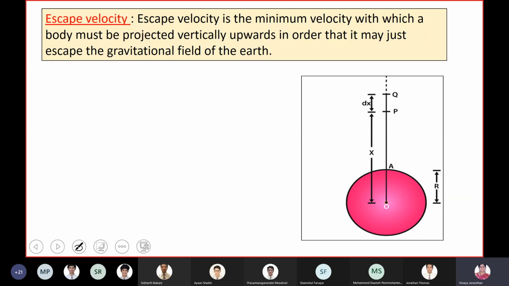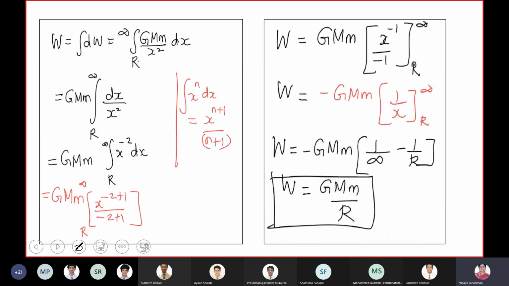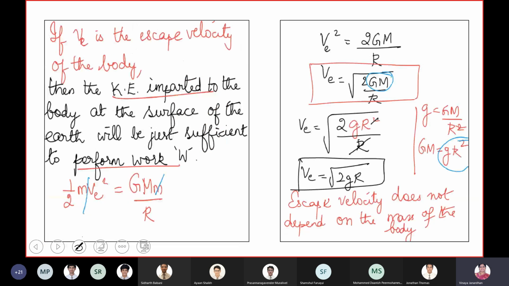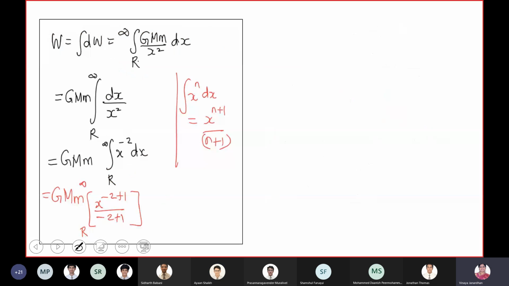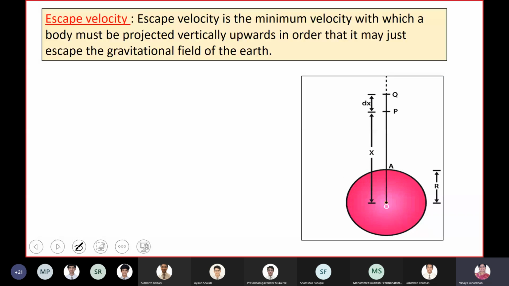Now, how to derive an expression for the escape velocity? You are going to check what will be the expression for your escape velocity. And you have to prove that your escape velocity will not depend upon the mass of the body with which you are going to throw the object higher up.